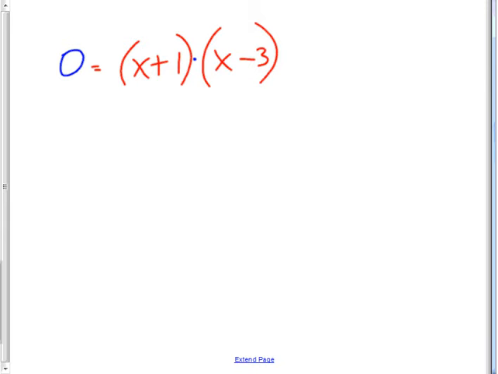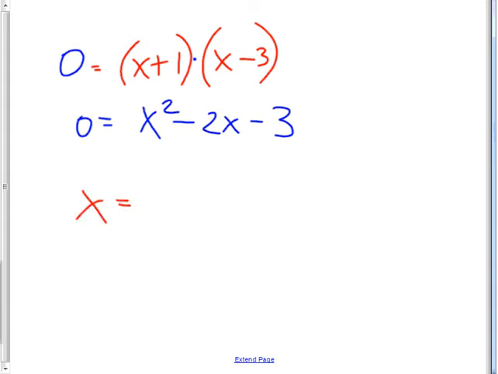TS, what did you get for the multiplied out version? X squared minus 2x. You are so right. And then, when you put it in the quadratic formula, let's pick on Mr. S in the blue shirt.